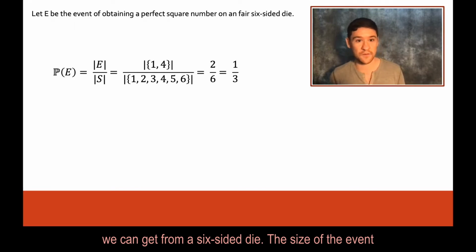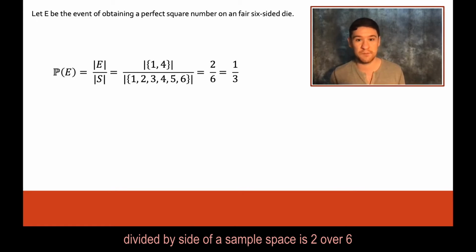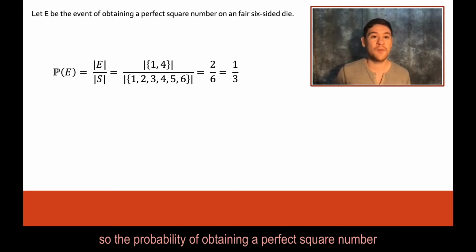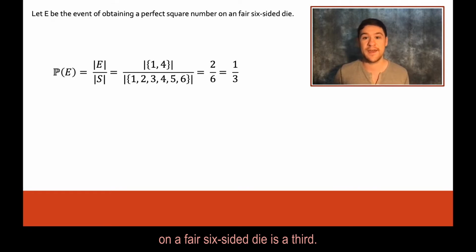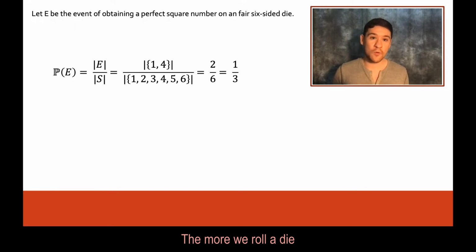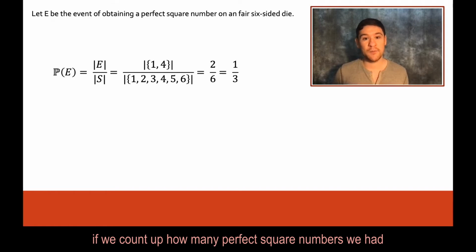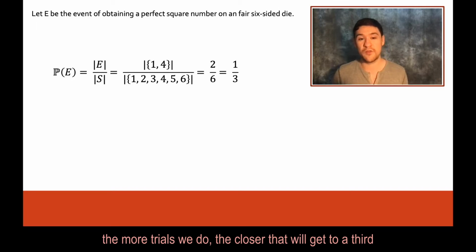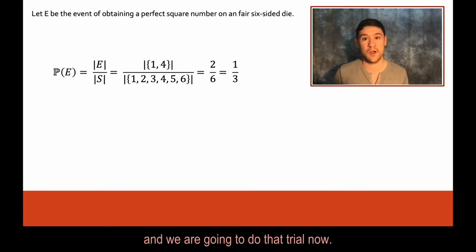The size of the event divided by the size of the sample space is 2 over 6, which simplifies to 1 over 3. So the probability of obtaining a perfect square number on a fair six-sided die is a third. The more we roll a die, if we count up how many perfect square numbers we had divided by the number of trials we do, the more trials we do, the closer that will get to a third. And we're going to do that trial now.